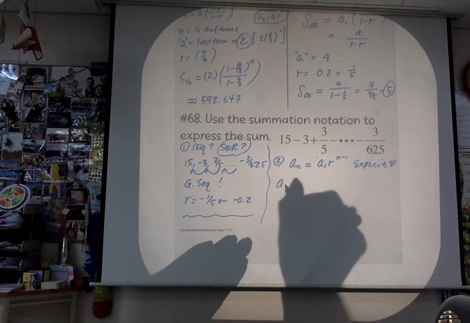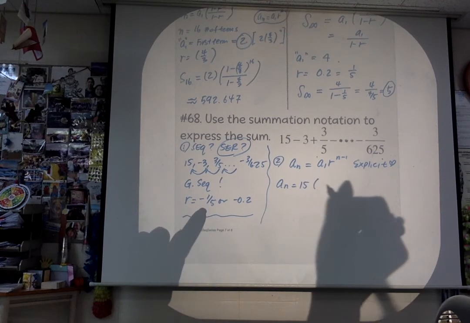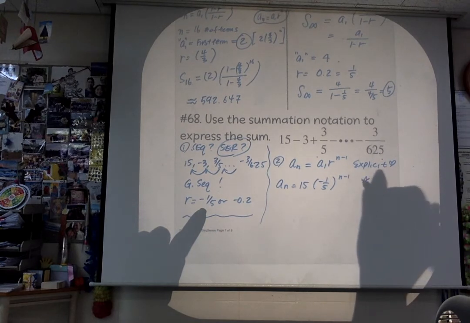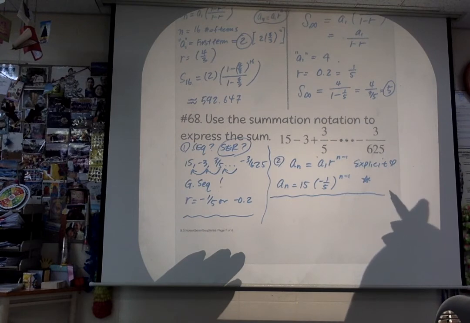Let's check, okay? A sub n is equal to, what's your a sub 1? 15. What's your common ratio? Negative 1/5. And what's n minus 1? Here's your explicit formula. Okay, now we might be ready to start, right?